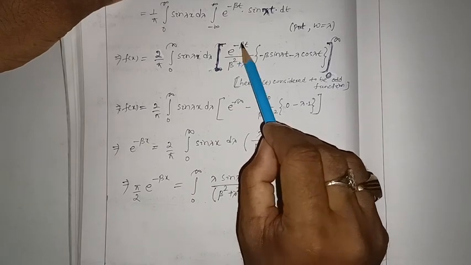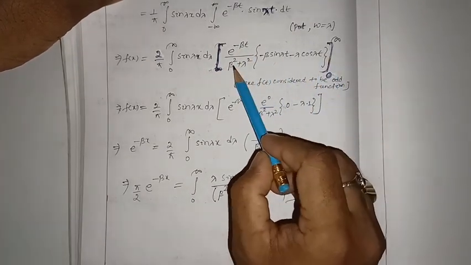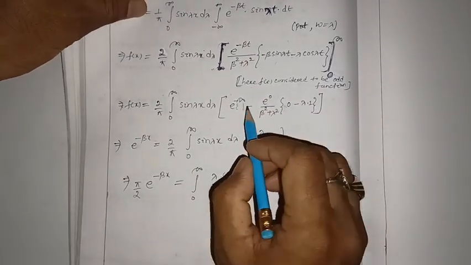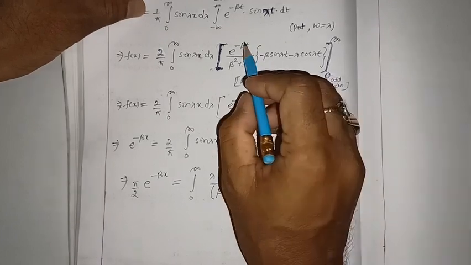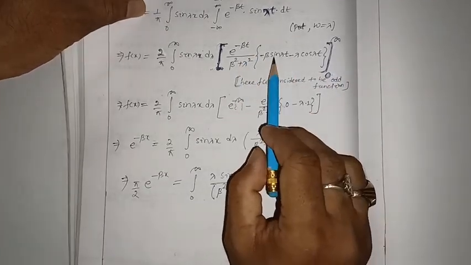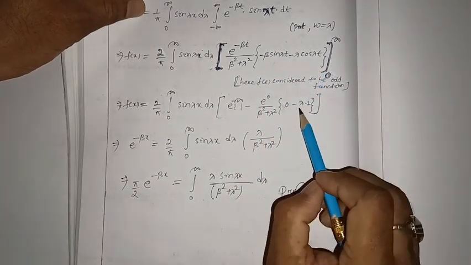If you put infinity over here, this will be e to the minus infinity. No need to write the other things, because e to the minus infinity means it will be 0, so I have not written the other terms. Minus, 0 we have to put, e to the 0, e to the 0 by beta square plus lambda square, whole into here. If I put 0, this value will be 0 minus lambda, cos 0 will be 1, right?